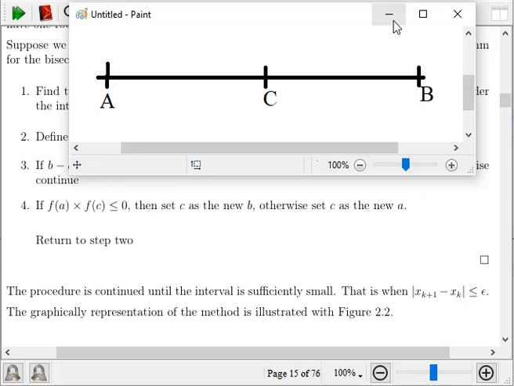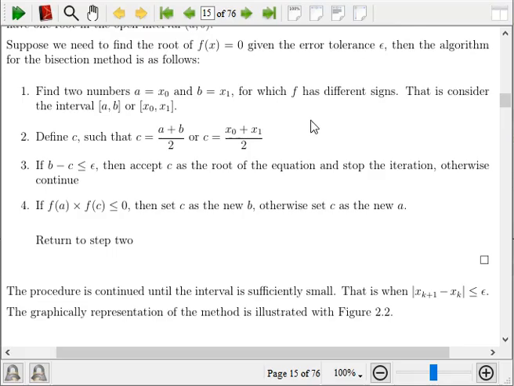So that is typically what we are talking about. We have the interval, we divide it into 2 and name the midpoint C. We find B minus C. If it's less than epsilon, we stop the iteration. If not, we find the functional values of A and C, that's the first value and the midpoint. If we compute that and it's less than 0, then we say that this midpoint is our new value at the extreme right.